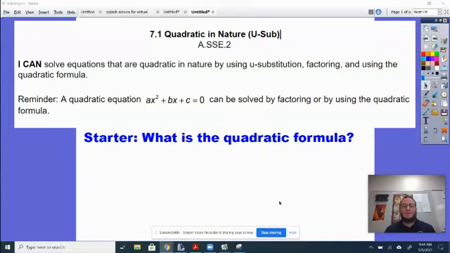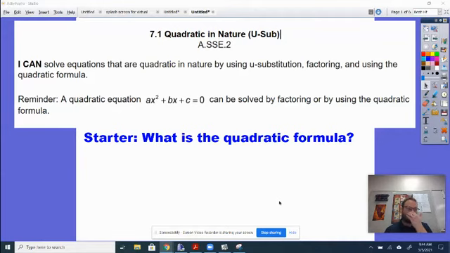Hey everybody, today we're going to be looking at quadratic in nature or U-substitution. So U-substitution is a very powerful tool in mathematics, and it's kind of one of those tools that's like a trick that makes things work that feel like they maybe shouldn't work. But again, it's a really nice tool, and it's used especially in calculus a lot.